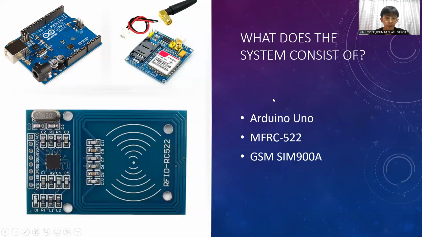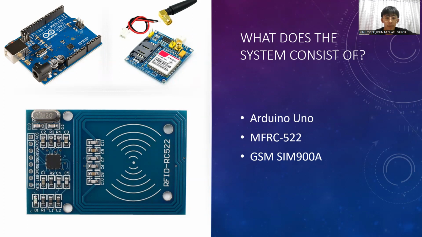What does the system consist of? First, Arduino Uno. Arduino Uno is an open source microcontroller board that is based on the Microchip ATmega328P microcontroller. Arduino will be used as the core or heart of the system. It will be programmed and will give instructions to the connected modules to it.